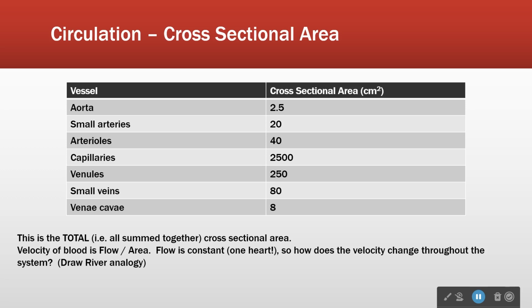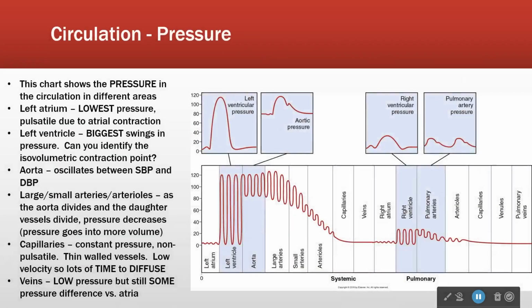All right, so cross-sectional area, how much pipe the blood is going through, changes as we go out through the circulation. Okay, so the speed changes. So fast blood flow in the aorta, slow blood flow in the capillaries, faster blood flow again in the vena cava. Okay, so we've looked at volume, we've looked at cross-sectional area. Now let's look at pressure.